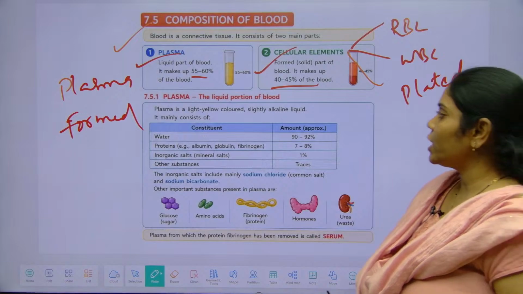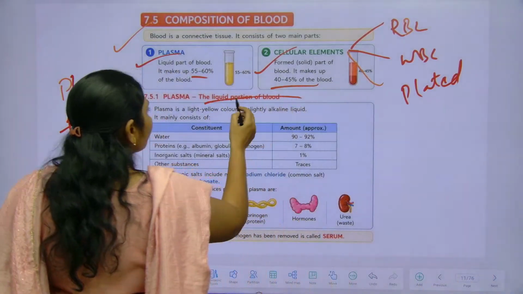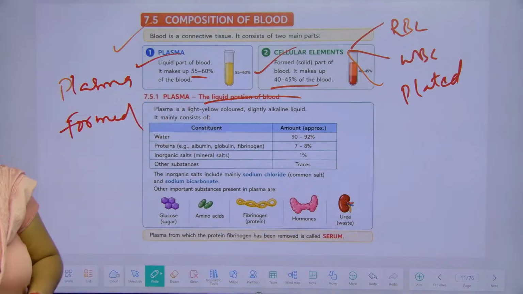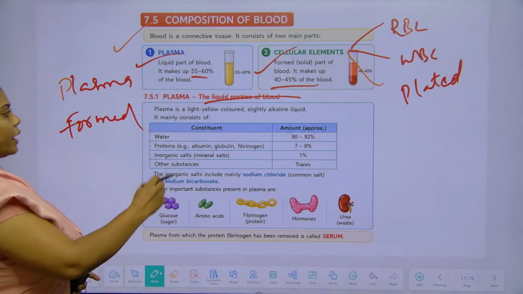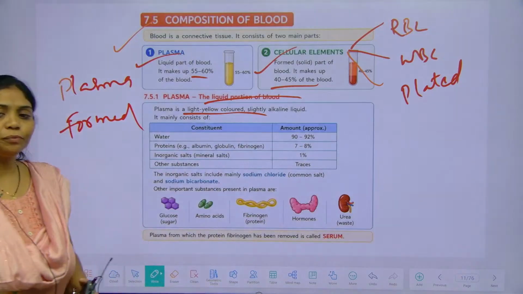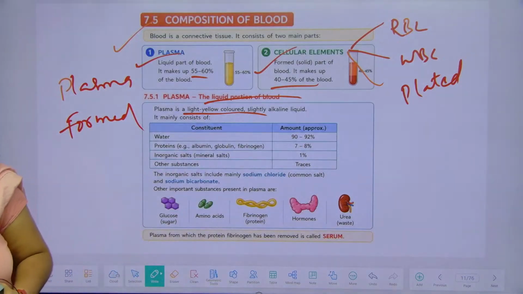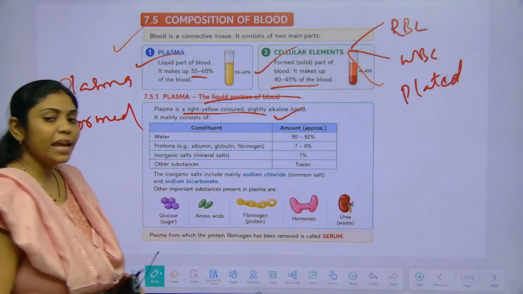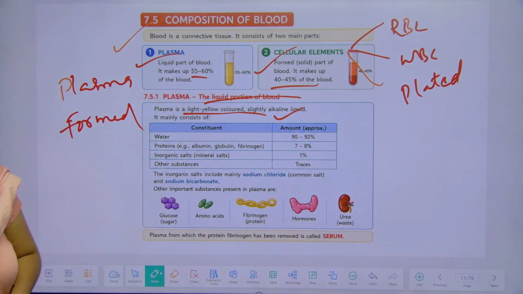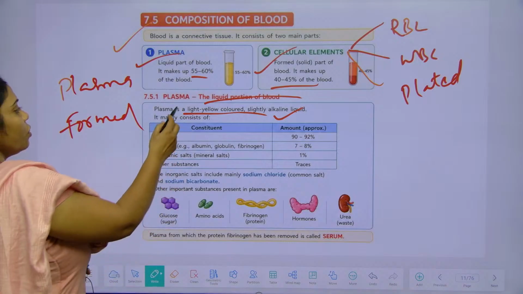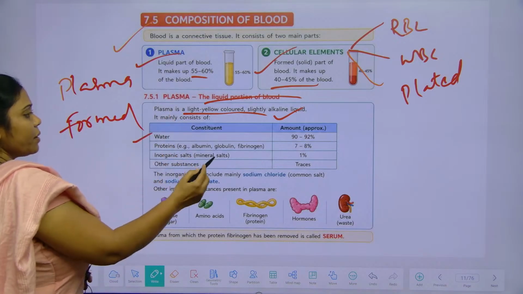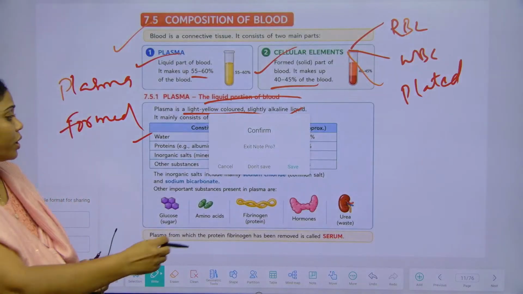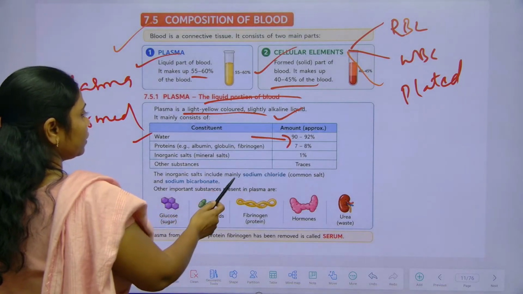So, we will see what plasma is now. It is the liquid portion of the blood, and those are the cells, right? And the plasma is in liquid form. Clear? Right. So, plasma is in which color? Light yellowish color, you can call it straw colored. Okay. It is also a slightly alkaline liquid. Okay. Right. So, what does this plasma have? Mainly in the plasma, 90 to 92% what?